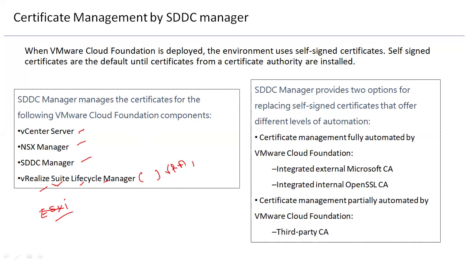The ESXi certificates will not be managed by your SDDC Manager. For ESXi, you need to generate a request from the ESXi CLI console or SSH console, or from the local console. Then you have to get the certificate from the external CA, whatever CA you are using in your environment. It could be Microsoft, or it could be a third party CA as well. So you have to generate a separate certificate.